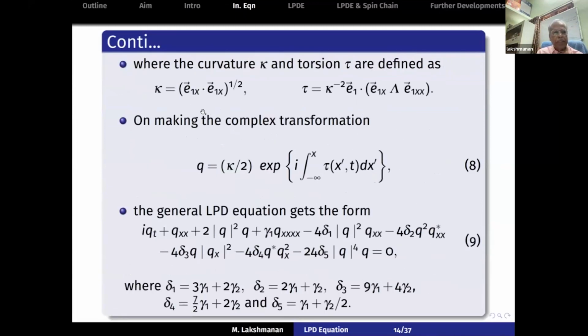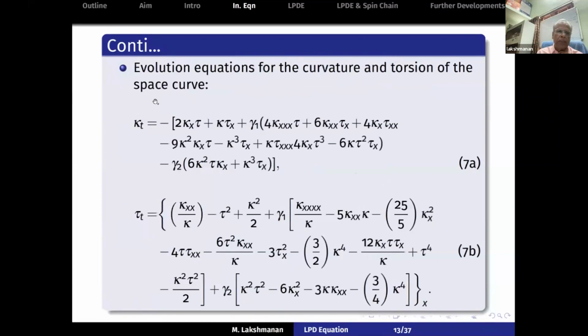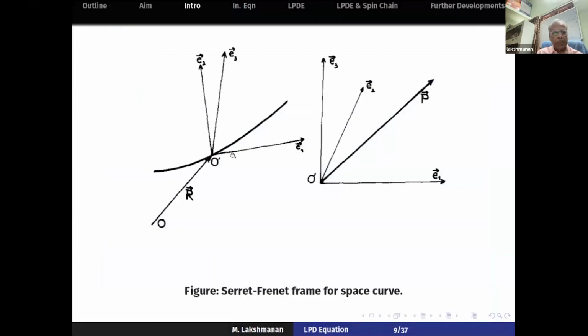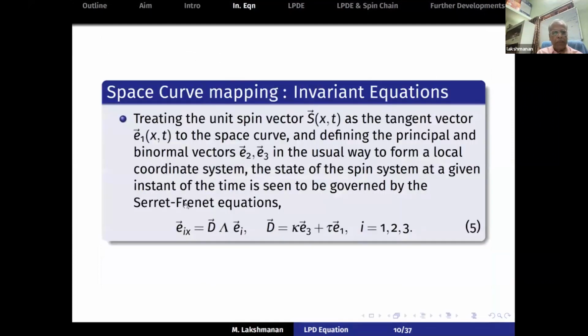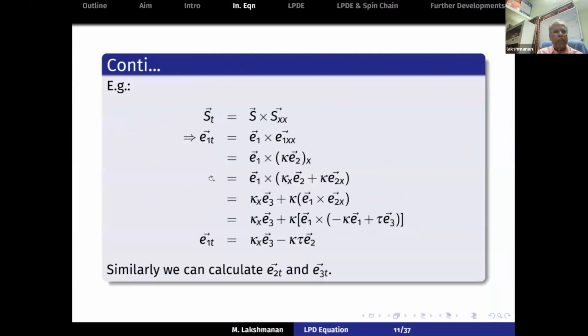So kappa is the curvature, E1x dot E1x power half, where E1 is the first unit vector, the tangent unit vector. So E1 derivative with respect to x, E1x dot E1x power half is the curvature, and the torsion, how much it deviates, the torsion tau equal to kappa minus 2 E1 dot E1x vector product E1xx. That's the standard notation of the curvature and torsion for the standard space curve. As one is familiar, with respect to a fixed coordinate system you can identify a moving coordinate system with the origin O prime, and consider the unit trihedral E1, E2, E3. The spatial variation is given by the Serret-Frenet equation, and you can identify the temporal variation.